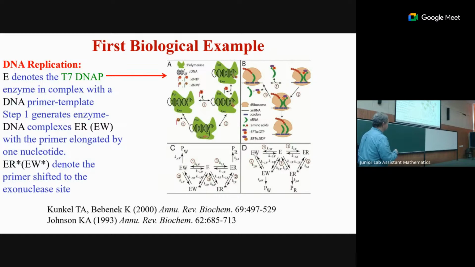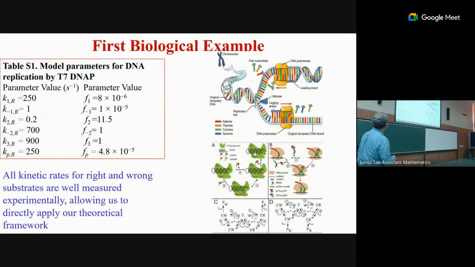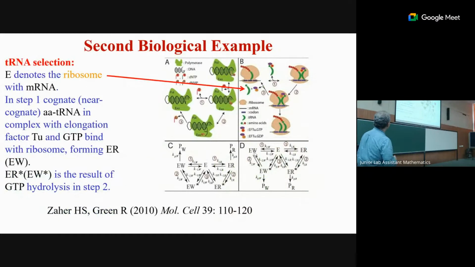Again, so this is the enzyme, one intermediate state, second intermediate state, that come back, but from this one you can make the product here. And that's for this T7 DNA polymerase. And all rates are known. That's what I said. All rates are known in the right direction and the wrong direction. So that's a convenient way of applying the theory.